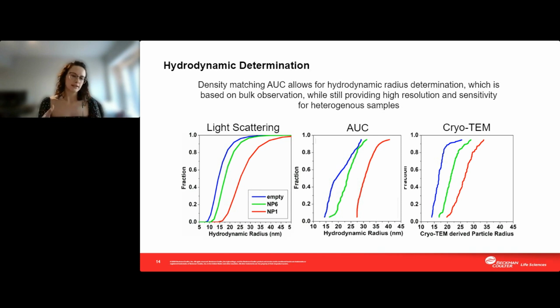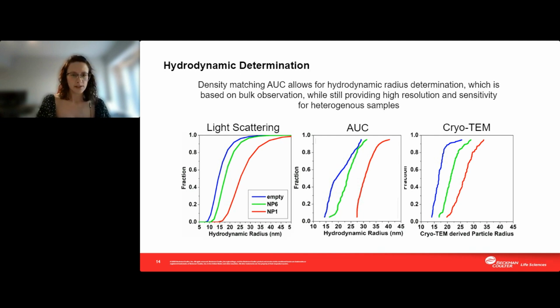The first thing that's different between them is that the light scattering and AUC produced slightly larger radii than the cryo-TEM did, and that makes perfect sense because when you're looking at EM, you're looking at your particle radius. Whereas light scattering and AUC look at the hydrodynamic radius, meaning that it's looking at the particle radius plus the hydration shell around it, and therefore should have a larger radius than just the particle radius.